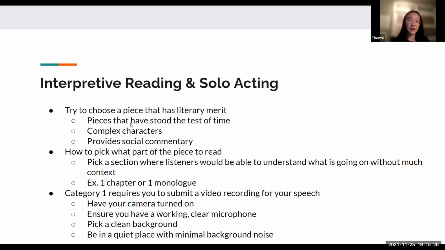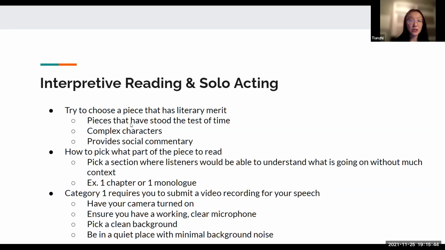language, to see how often you have eye contact, and especially for solo acting, where it's a memorized monologue, it's very important to have eye contact for solo acting specifically. So make sure you have a good working camera that is turned on.